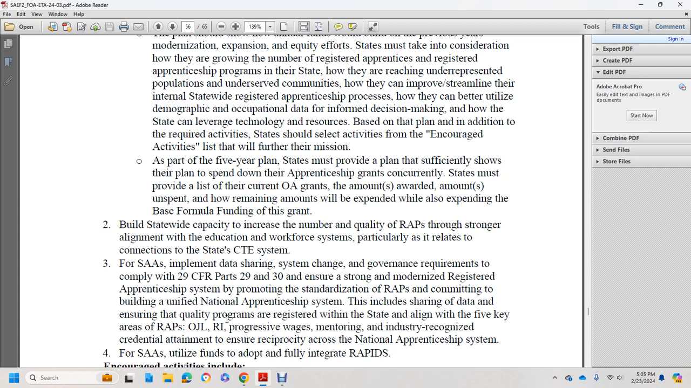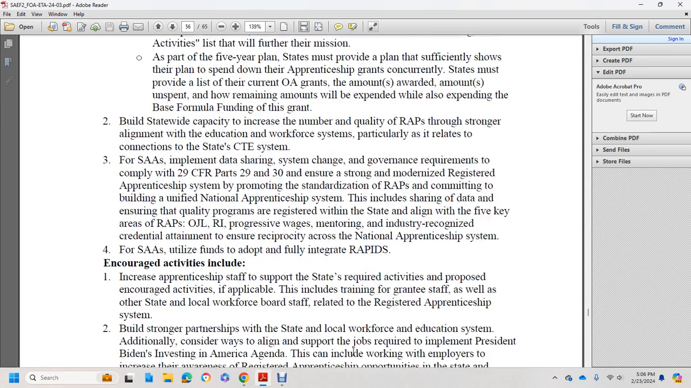The registered apprenticeship system promotes standardization of registered apprenticeship programs, committing to building a unified national apprenticeship system, and includes training on data, ensuring quality programs registered with the state, aligning with the 5 key areas of the registered apprenticeship program: on-the-job learning, RTI, progressive wages, mentoring, and industry-recognized credential attainment with reciprocity across the national apprenticeship system. The state apprenticeship agency utilizes the funds to adopt the fully integrated RAPIDS.